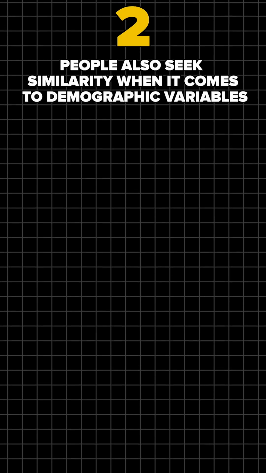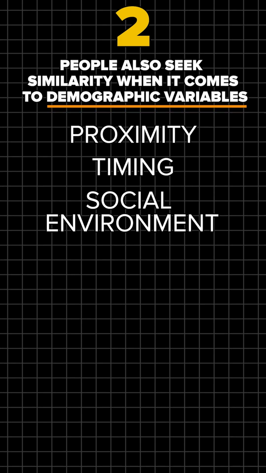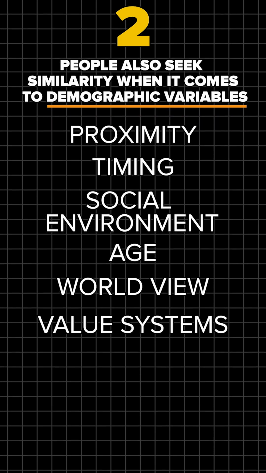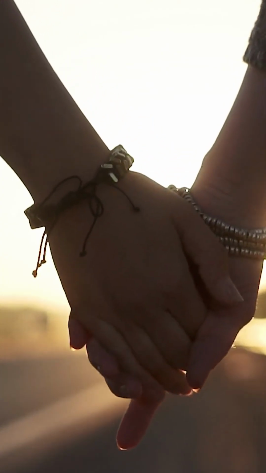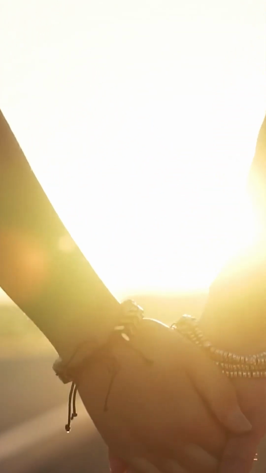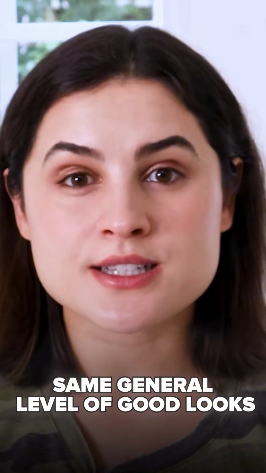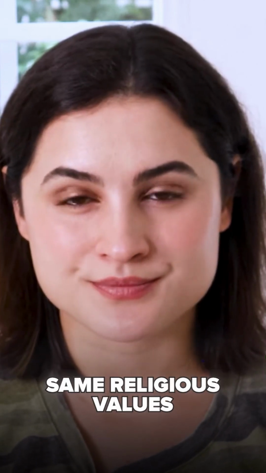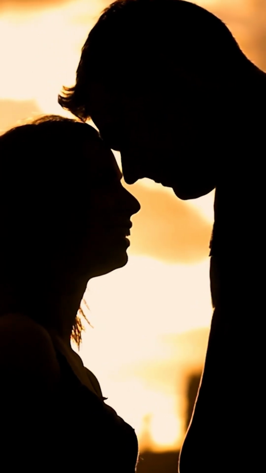People also seek similarity when it comes to demographic variables, proximity, timing, social environment, age, worldview, value systems, lifestyles, level of education, etc. Dr. Fisher points out that you tend to fall in love with someone from your same socioeconomic background, same general level of intelligence, same general level of good looks, and same religious values. You can walk into a room where everyone meets those requirements, and you don't fall in love with all of them, which highlights the fact that we tend to fall in love with someone who can give us what we need in exchange for giving them what they need.